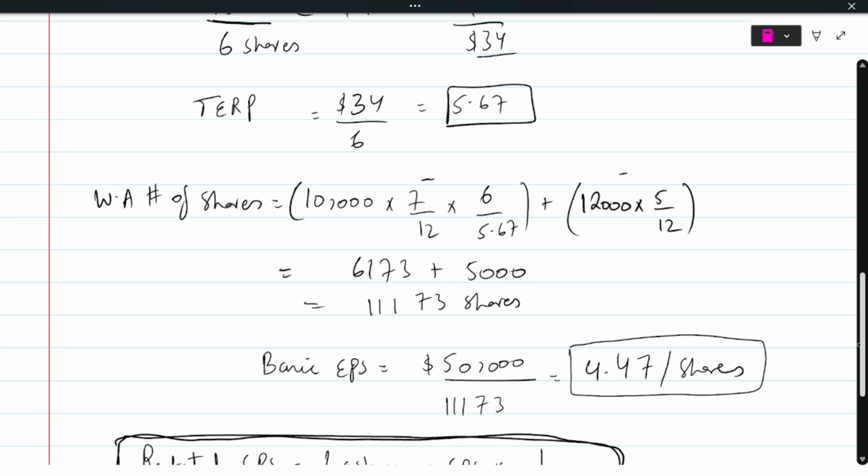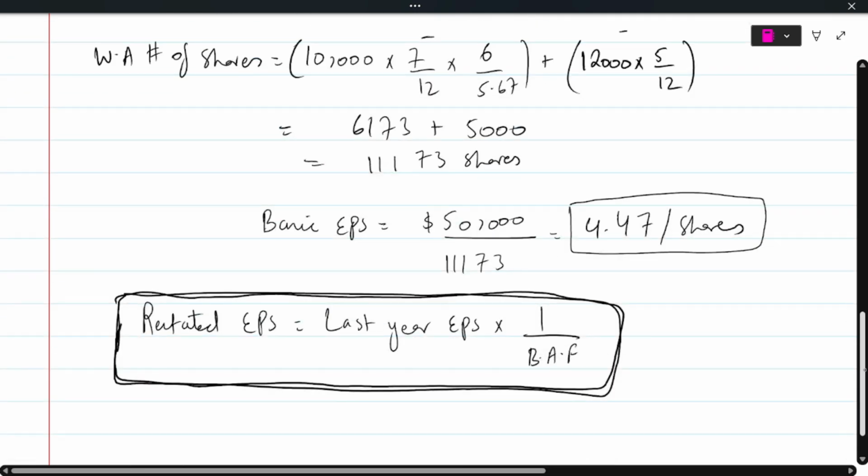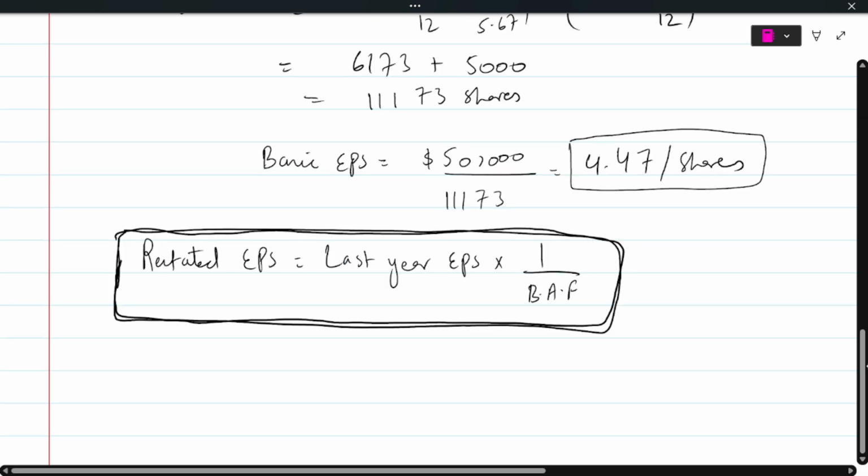Then we added them together, our weighted average of shares. When we have the weighted average of shares, we divided our earnings by it and we got our basic EPS, which is 4.47. So this is an example of a right share issue. Whenever you have a right share issue, how would you solve that in the question? So let's discuss another question.